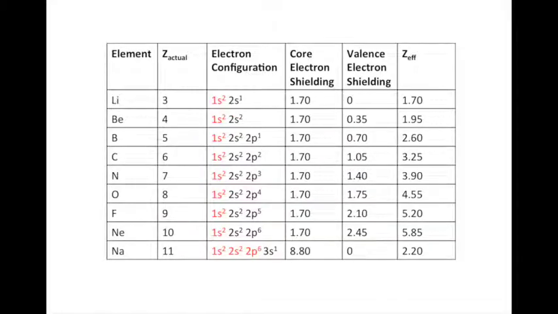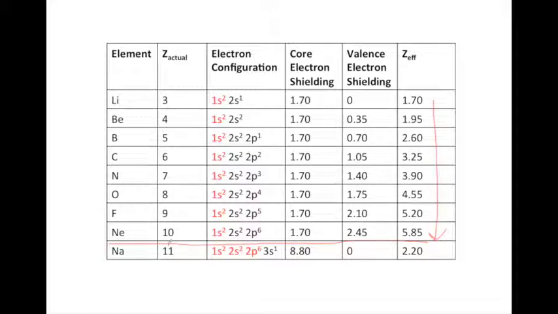So let's put this into a table and look at the effective nuclear charge that we calculated. From lithium to neon, again, from lithium to neon, this is across a period. The effective nuclear charge increases as we go across the period. That's because the actual nuclear charge increases, but the shielding value, due to the valence electrons, is not increasing at the same magnitude. So these electrons get pulled tighter to the nucleus.